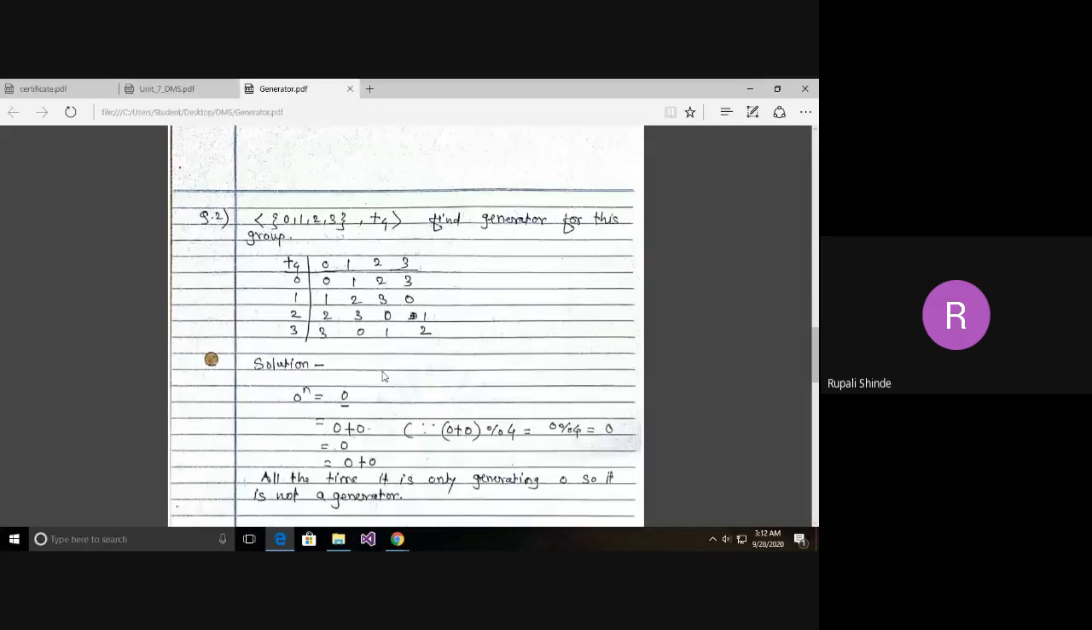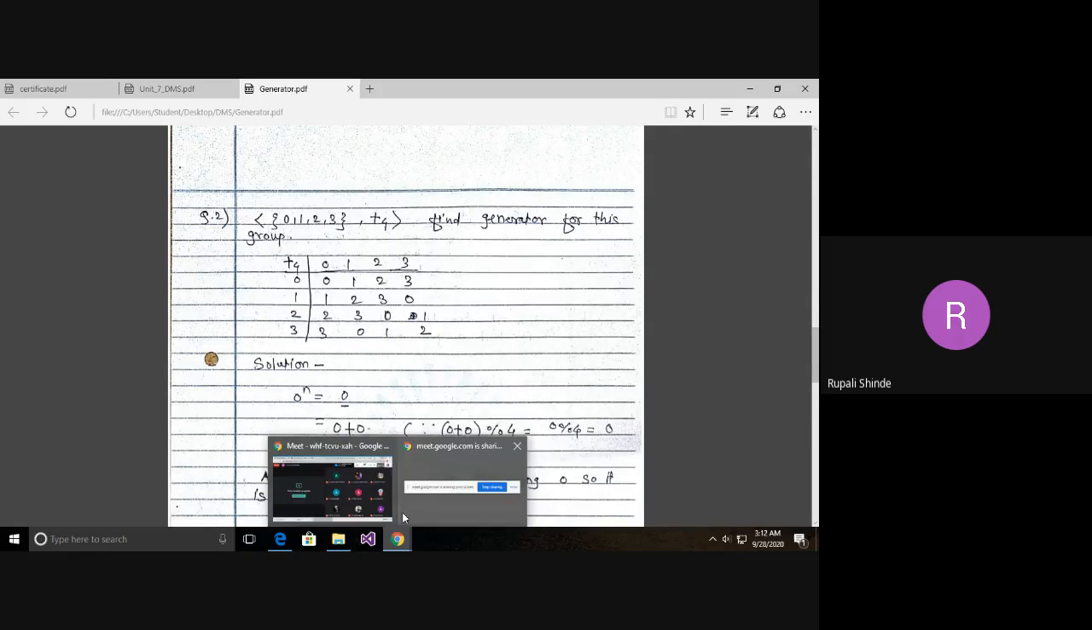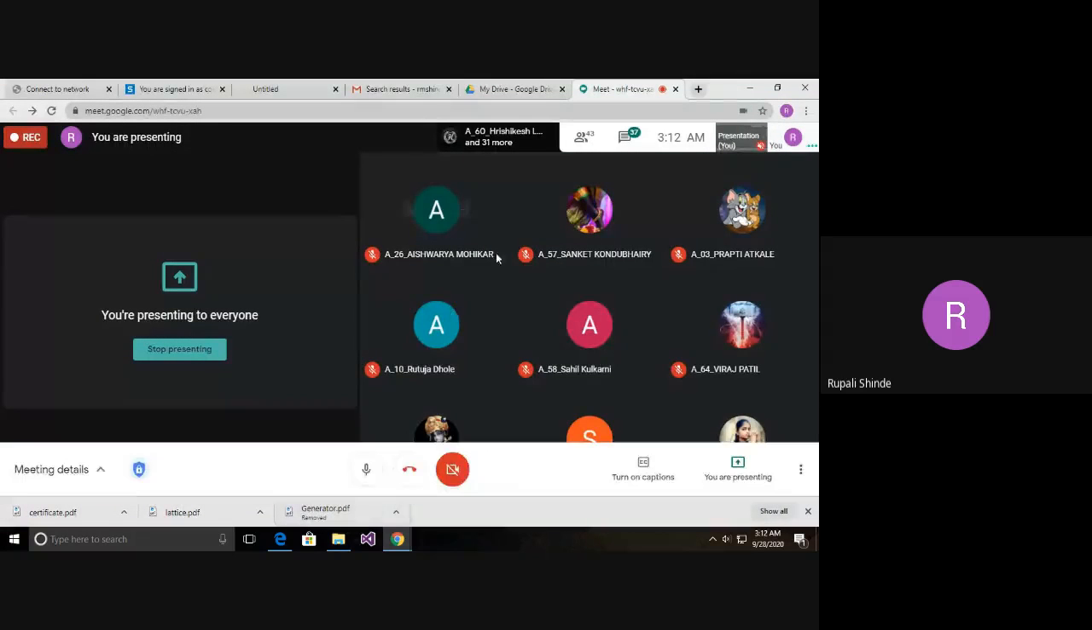So now let us check the next element, 1. Can you check whether 1 is a generator of this group or not? Again you have to follow the same procedure. Did you understand why 0 is not a generator? Yes, ma'am. Hello? Yes, what happened? Yes, ma'am.